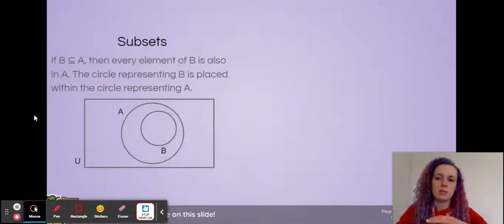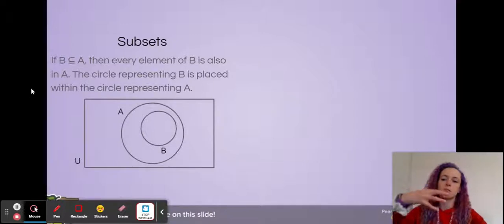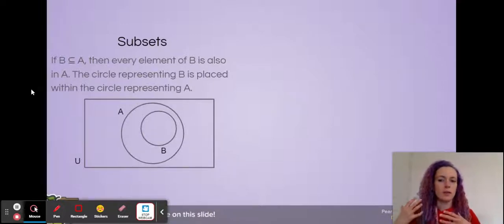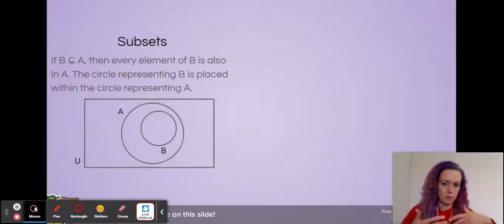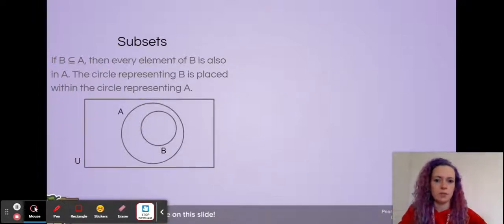First one is when you have subsets. So remember that this symbol represents a subset. So it's saying B is a subset of A, and therefore every element in B is also within A. How we represent that as a Venn diagram is the circle for B is placed fully within the circle for A, which again is always going to be within the universal set rectangle. So let's see an example.